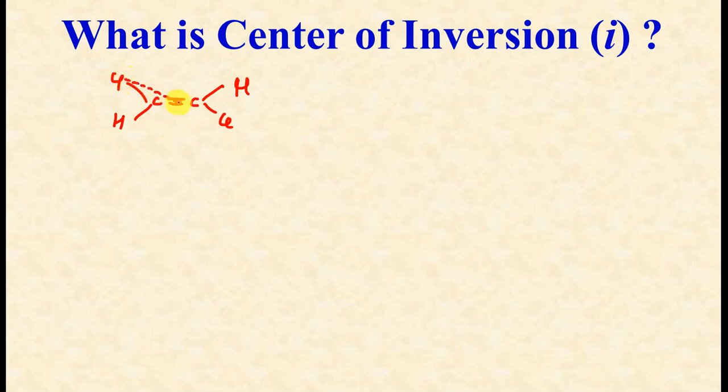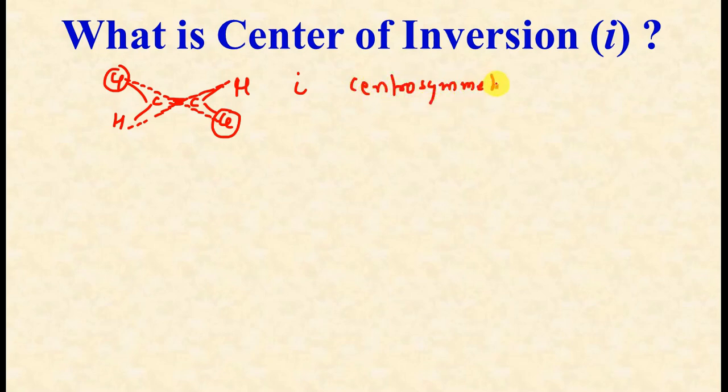If we extend a line from this point, you can see on extending this line we are meeting halogen atoms. We can also extend the line across this point which is meeting the hydrogen atoms. So this molecule is said to have center of inversion, meaning symmetry element I. Such molecules are called centrosymmetric molecules.